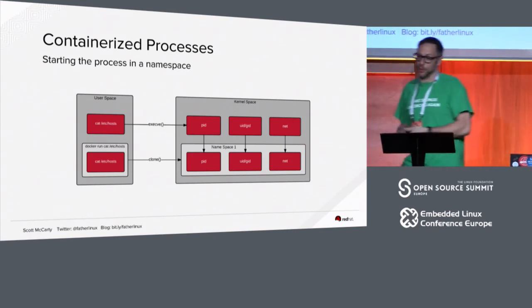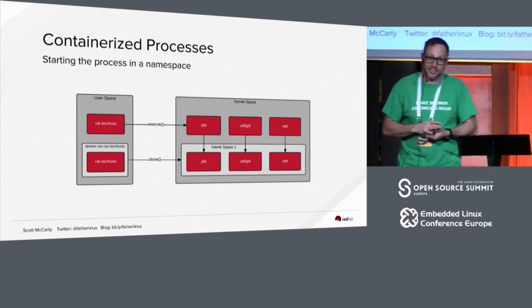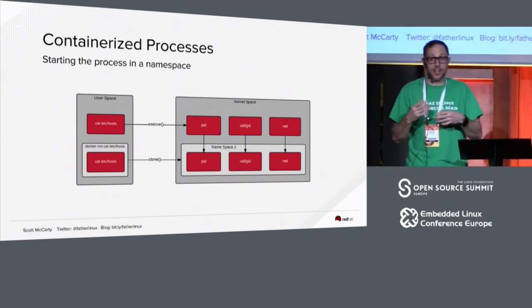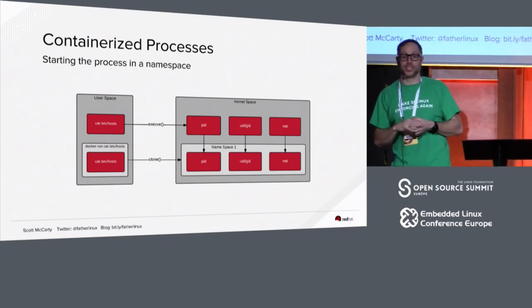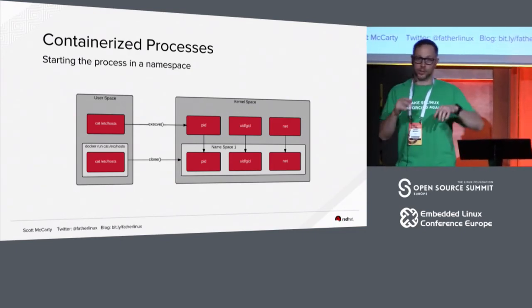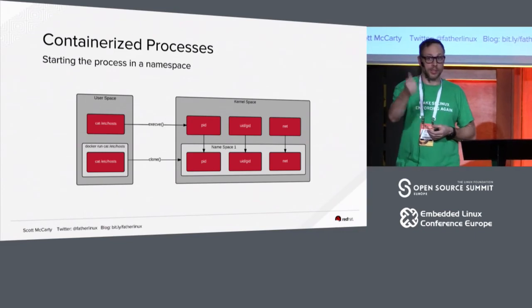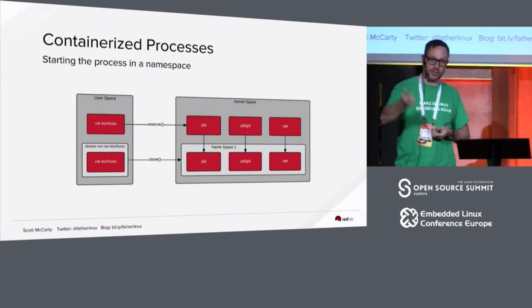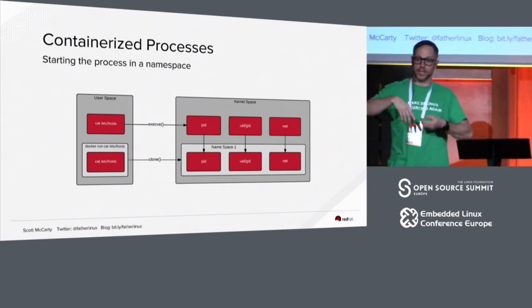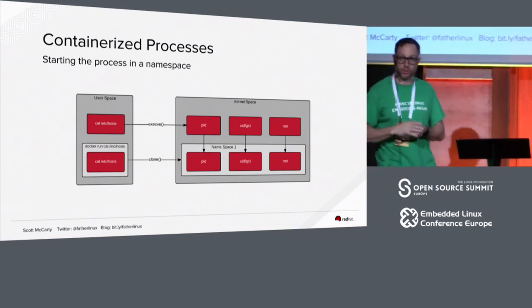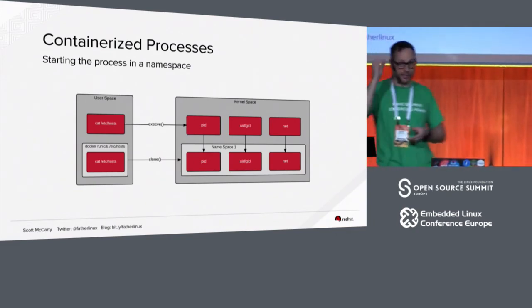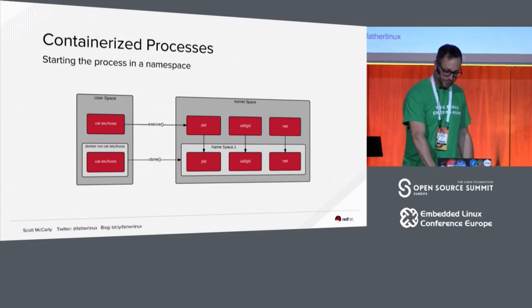But what most people don't realize is you can use programs like NSEnter, namespace enter, and enter only part of the namespace. You can enter just the network part and do network traces and things like that, but not be limited by its C groups, its SELinux rules, or its process ID view. And you can see other process IDs and things like that. That's pretty mind-blowing for a lot of people.